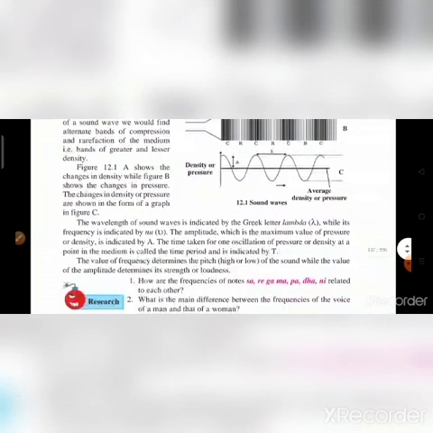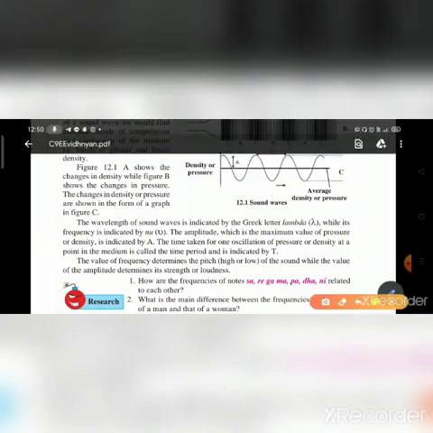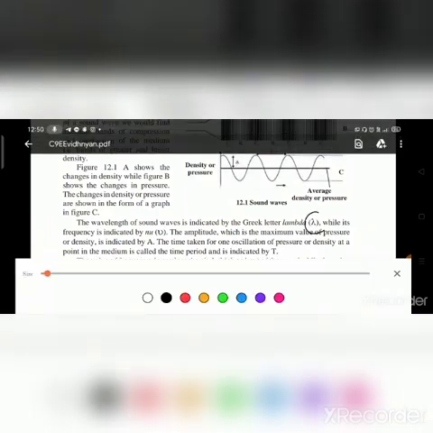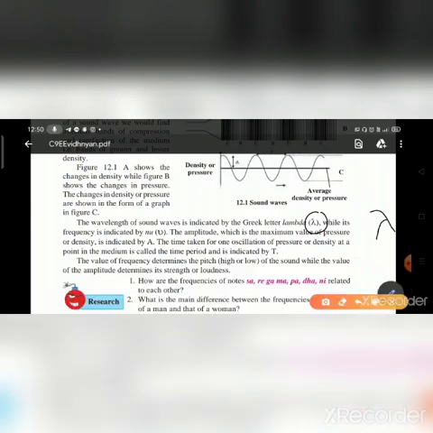The wavelength of the sound waves is indicated by the Greek letter lambda. This is lambda. You can just write it like this. You have to remember all these things because these are the notations which you will be using even in your higher standards. While its frequency is indicated by nu, the amplitude, which is the maximum value of the pressure or density, is indicated by a.